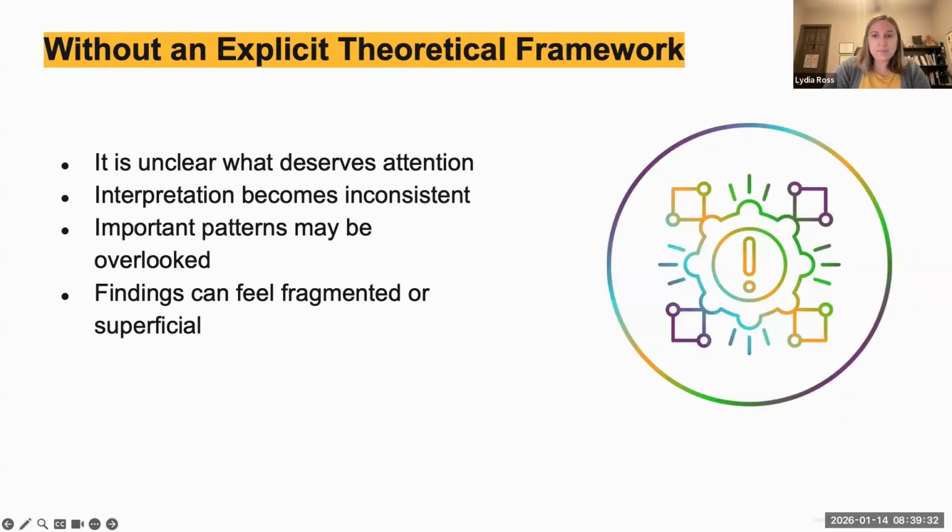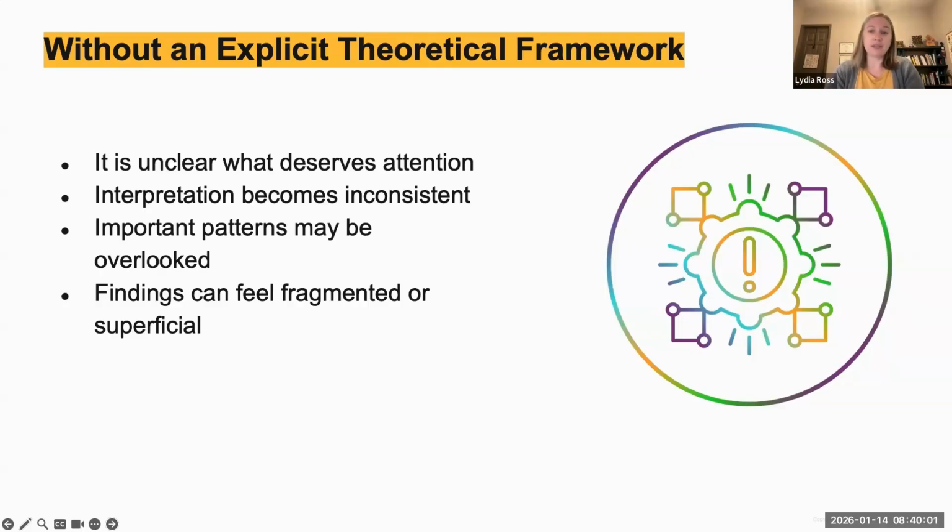So, when a study doesn't have an explicit theoretical framework or guiding theory around it, it can cause a few of those challenges. First, it can become unclear what deserves the most attention. So, all of it can feel important, right? And it can be really hard to make decisions about where you might focus your attention and what you want to call attention to. It can also be hard when interpretation becomes inconsistent.